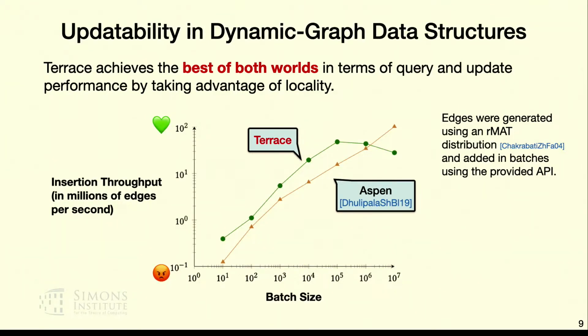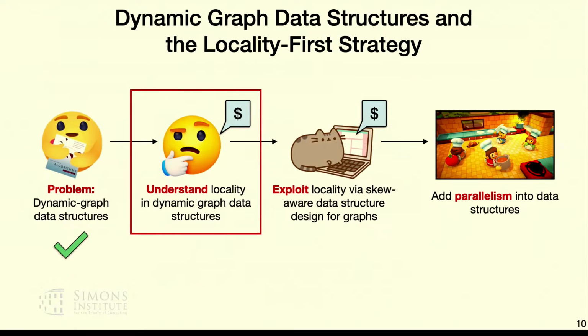And the main point that I want to make here is that the Terrace line is this green one, the Aspen line is this brown one, and the green one is mostly higher than the brown one, except for the very last point, because Aspen does scale better for large batches. And that is something that we are working on in Terrace. But for almost all the batches, Terrace is pretty good relative to Aspen.